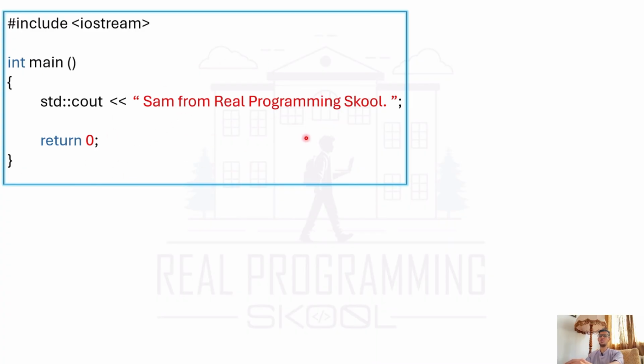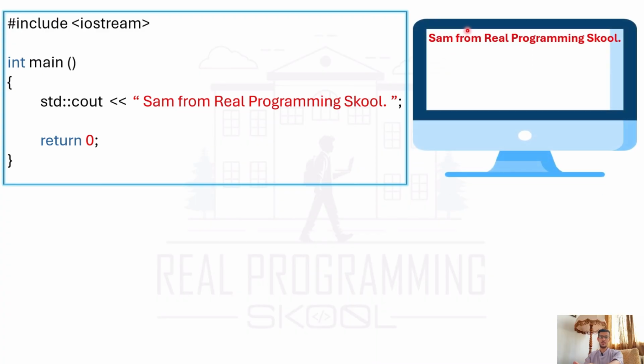So this program, as we said, will print on the screen "Sam from Real Programming School". And I also want you to understand that anything you write outside of the string, outside of the text between the two double quotation marks, will be lowercase, small letters. If, for example, you change the M letter of the word main from lowercase to uppercase, to a capital M, the compiler will not execute your program, because it doesn't have an identifier for a main function with a capital M.